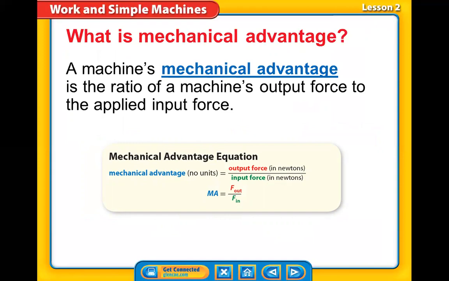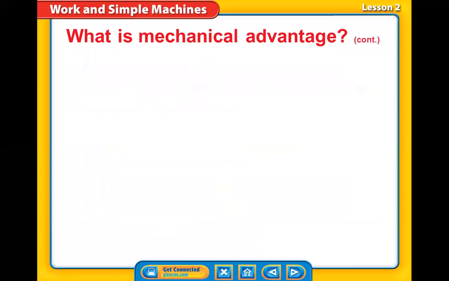By calculating something called the machine's mechanical advantage. How can we get it? By dividing the output force over the input force, getting the ratio of the machine's output force to the applied input force. This is how we calculate the mechanical advantage of any machine we use.